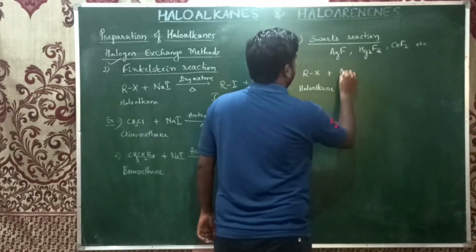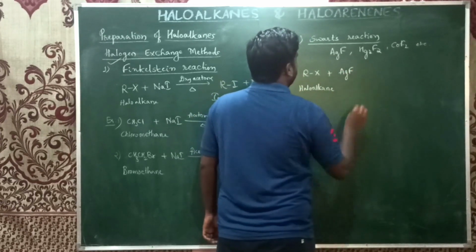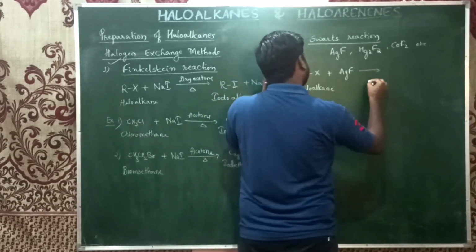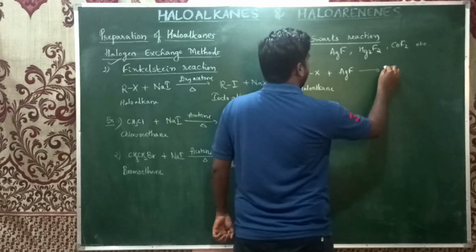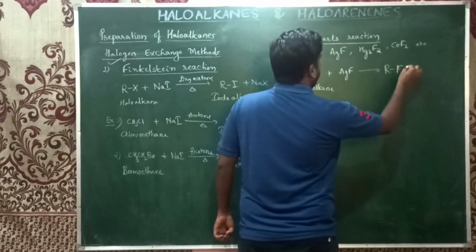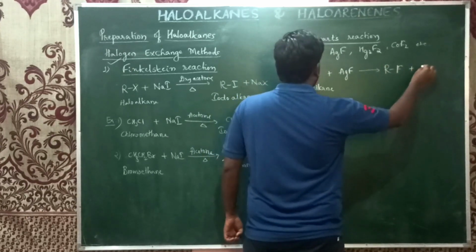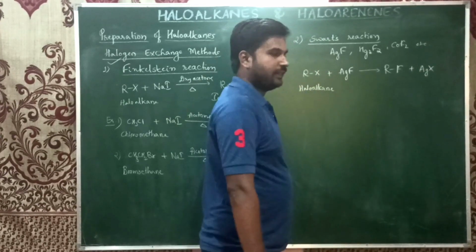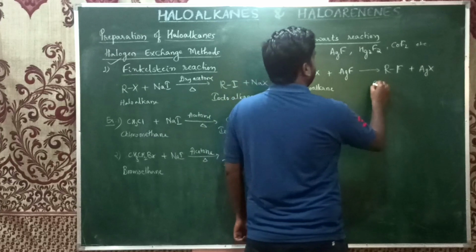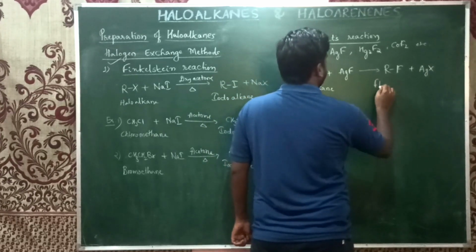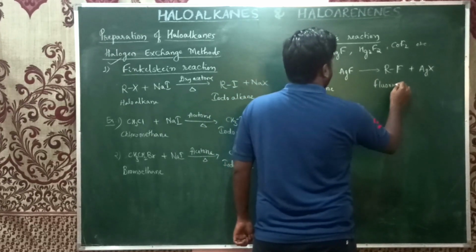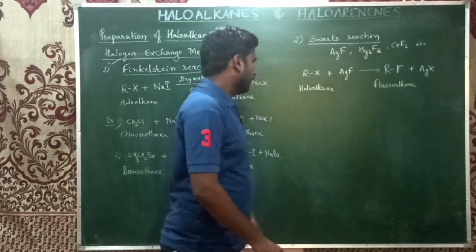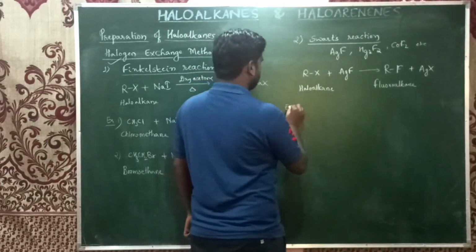For example, I'll take an example of silver fluoride. Here it is going to convert into alkyl fluoride with AgX, silver halide. So this is the fluoroalkane we are going to form. Fluoroalkane.